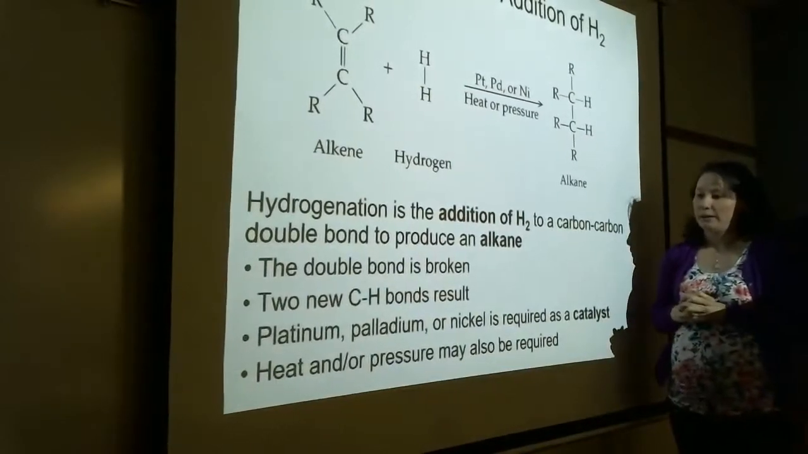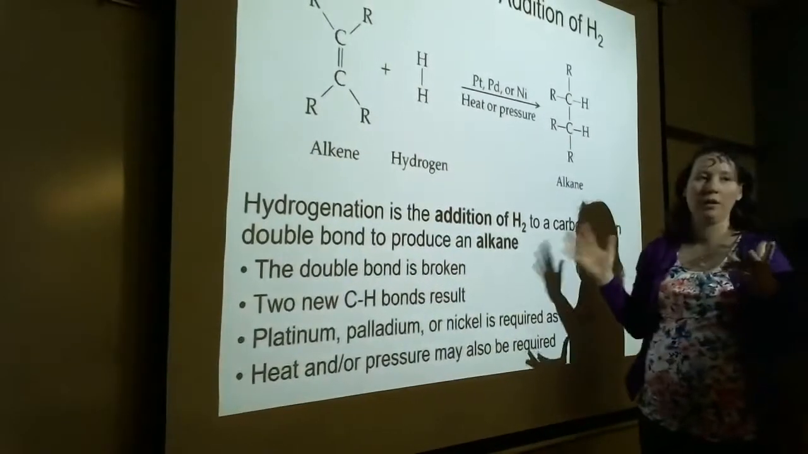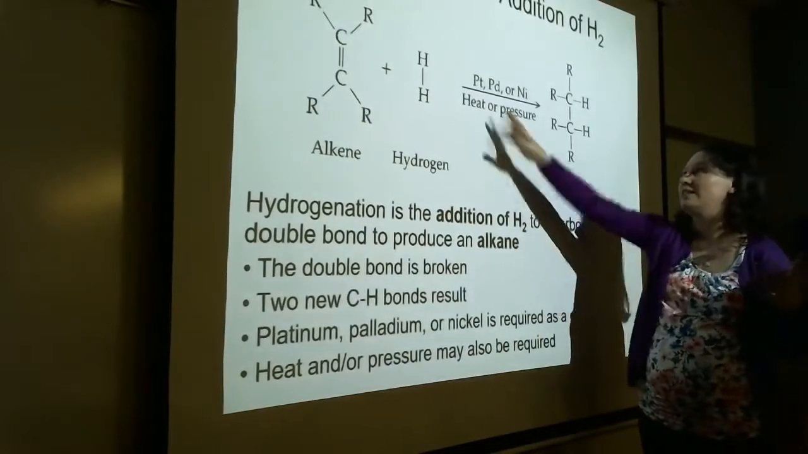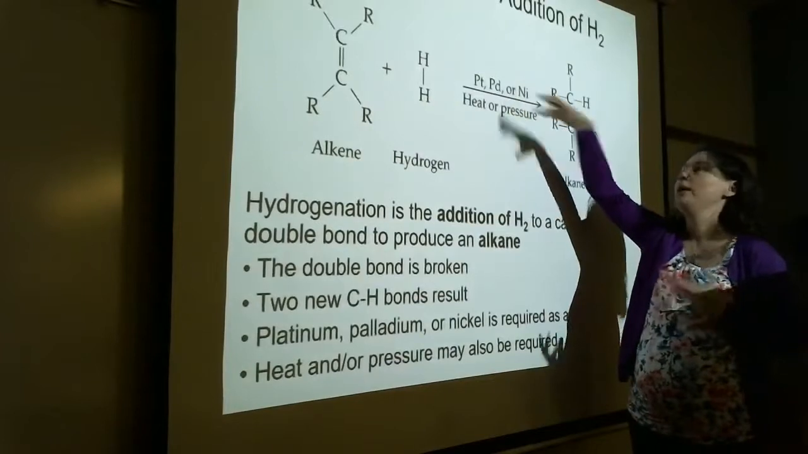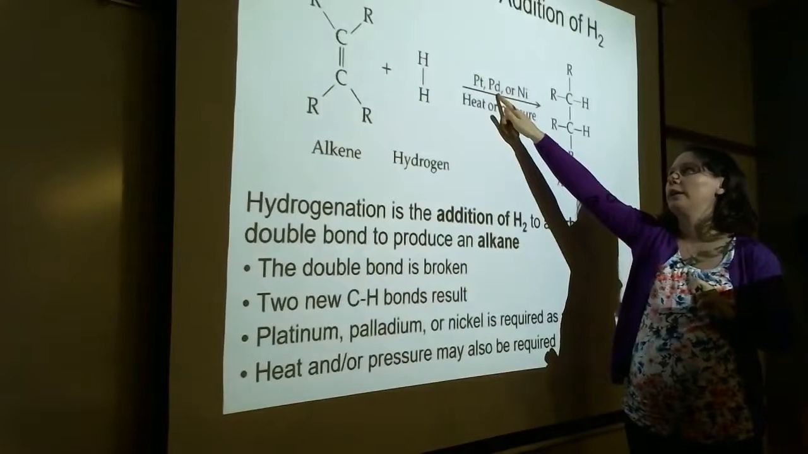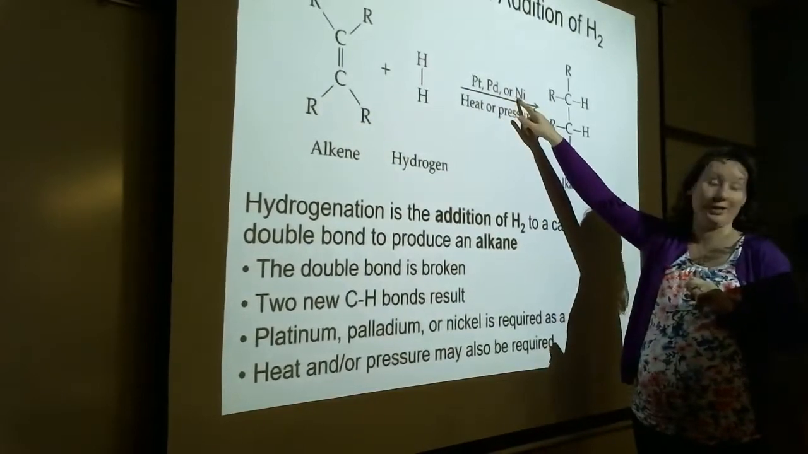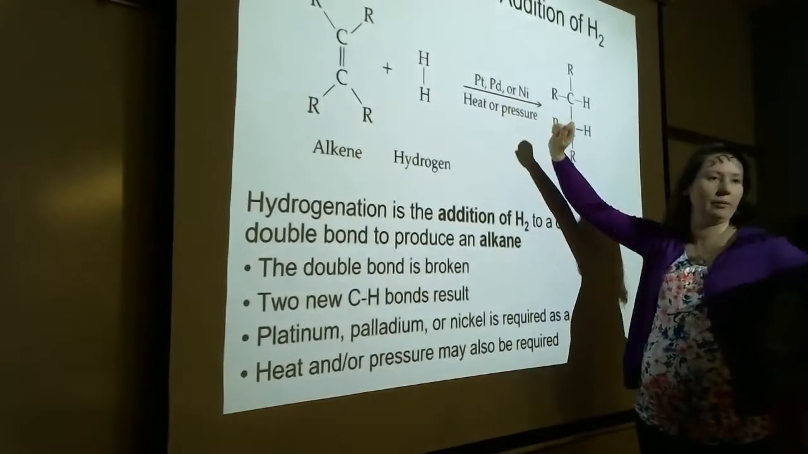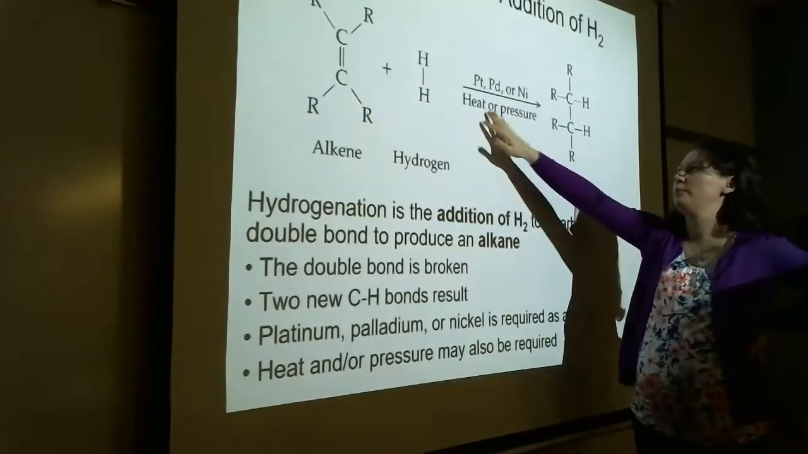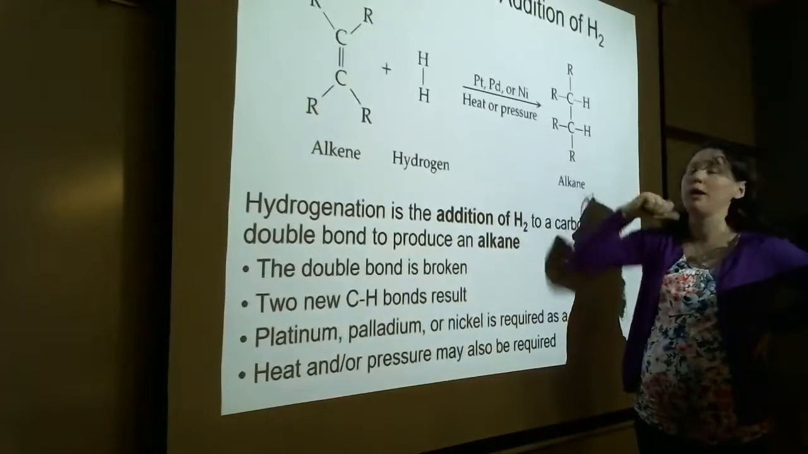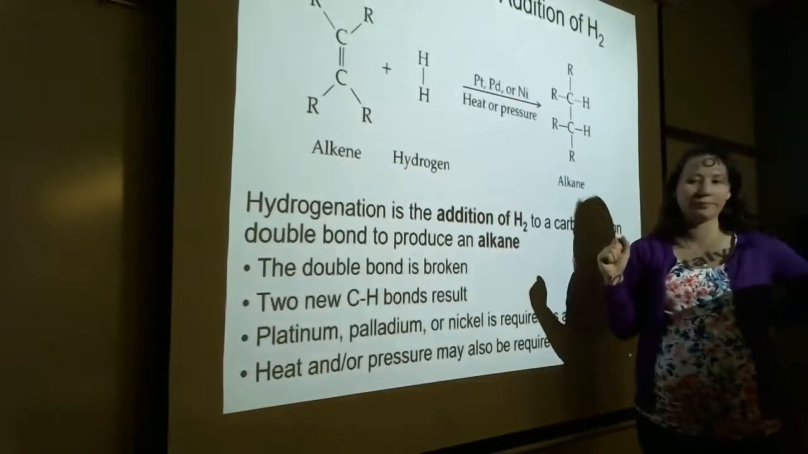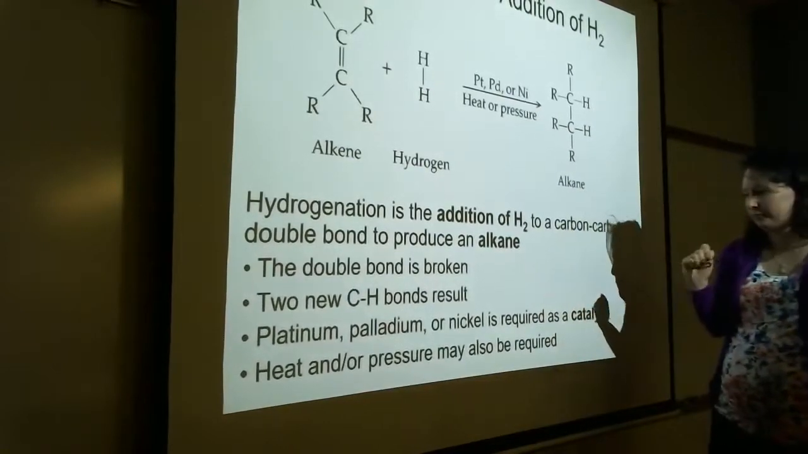Now, you need a catalyst. You can pick whichever catalyst you want, okay? I'm not going to make you list all the possible catalysts that would work. You just pick one, okay? So platinum would work as a catalyst. Palladium would work as a catalyst. Nickel would work as a catalyst. Heat, pressure, okay? You can pick which metal you want to use. You can pick either heat or pressure, okay? But you have to increase the temperature, and you need some sort of catalyst. That makes this go faster if you want this to happen quickly.